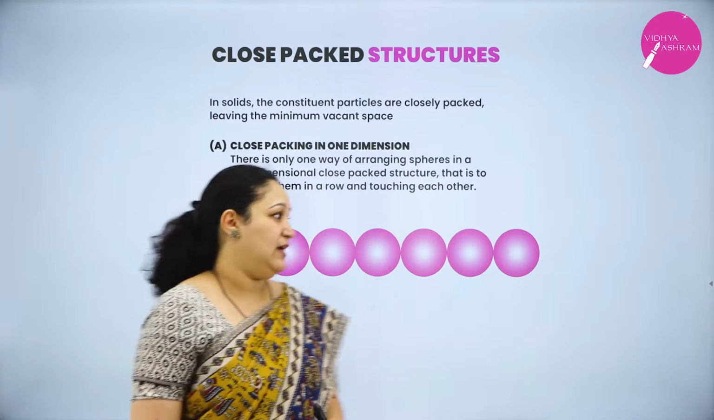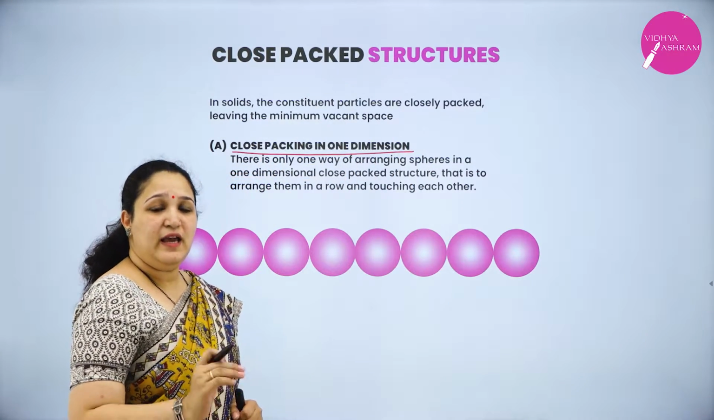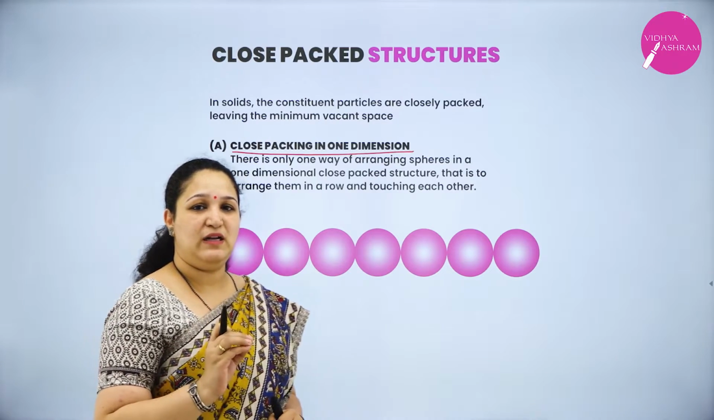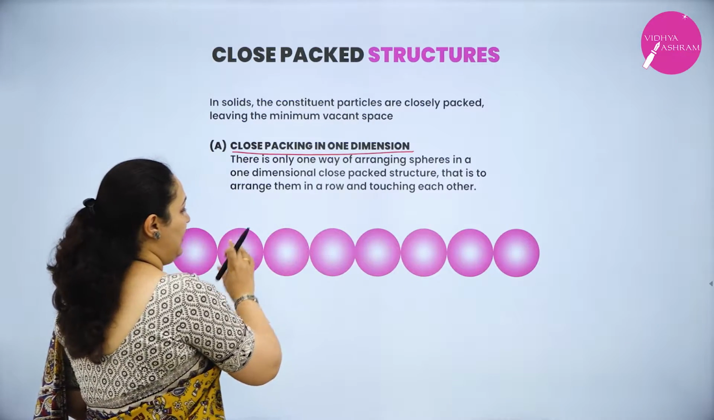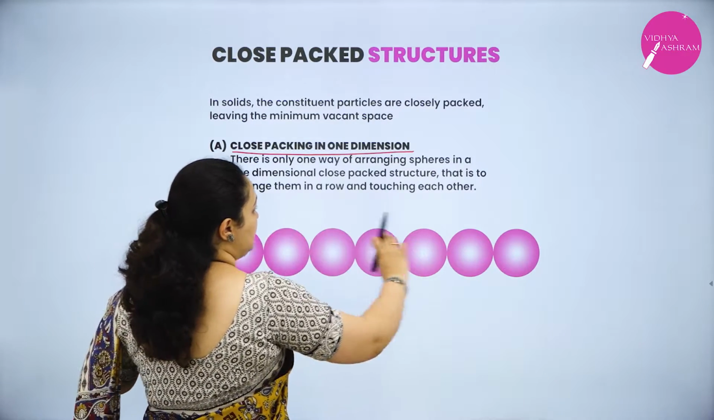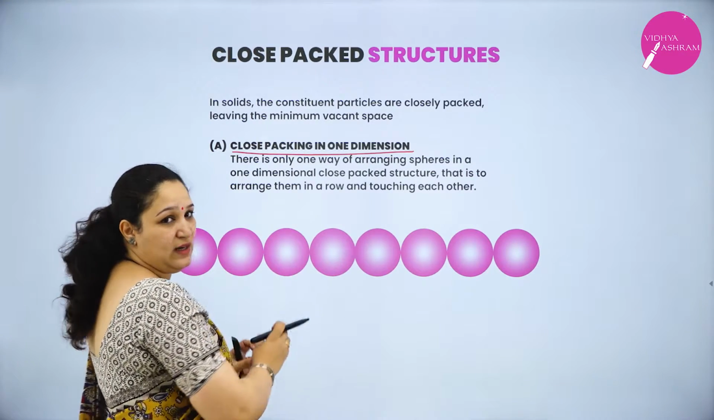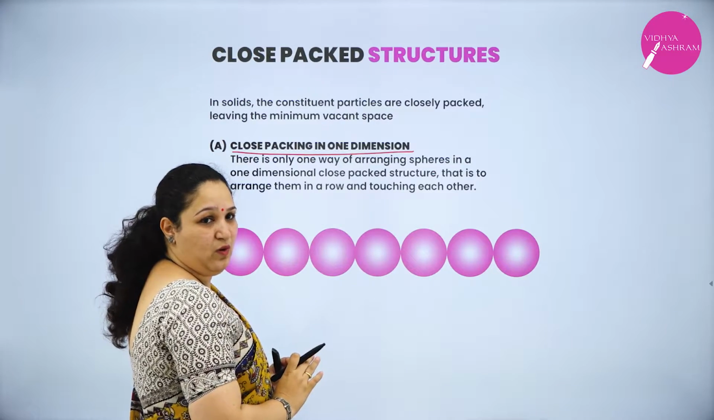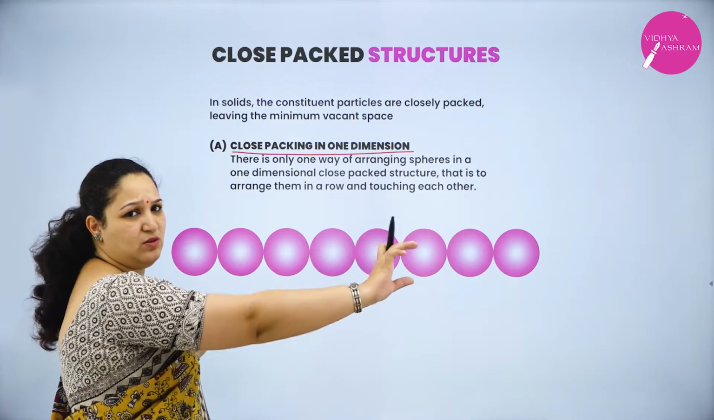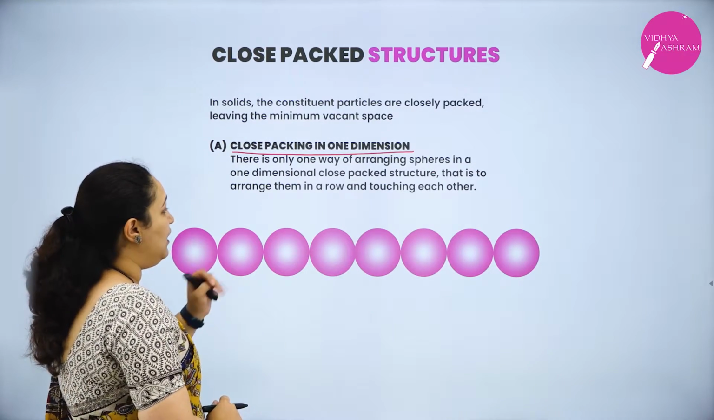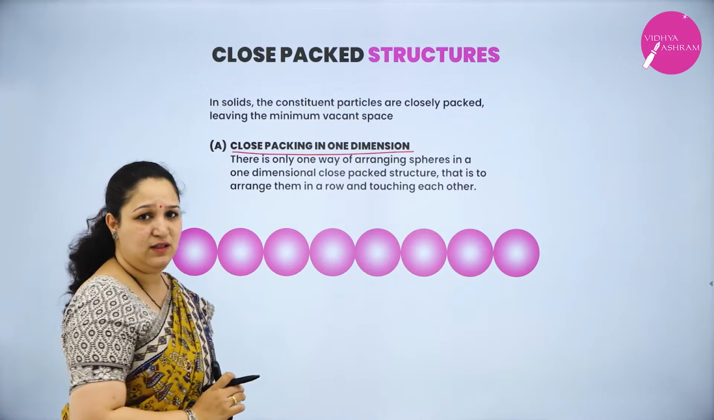So the first step is close packing in 1 dimension. In 1 dimension, how these particles can be arranged. Here you can see in 1 dimension they can be arranged close to one another, touching one another in a single row. So this type of packing we call it as packing in 1 dimension, just 1 axis. Now, if you also observe here, one particle is touching another particle.